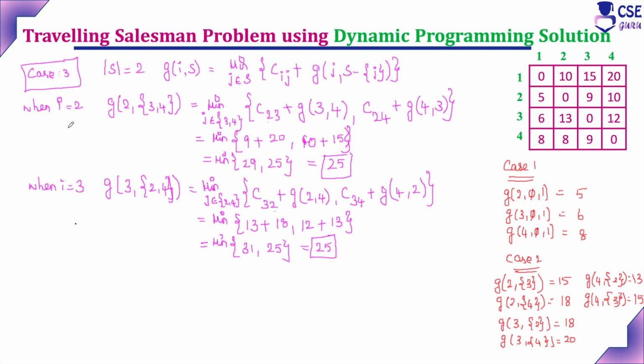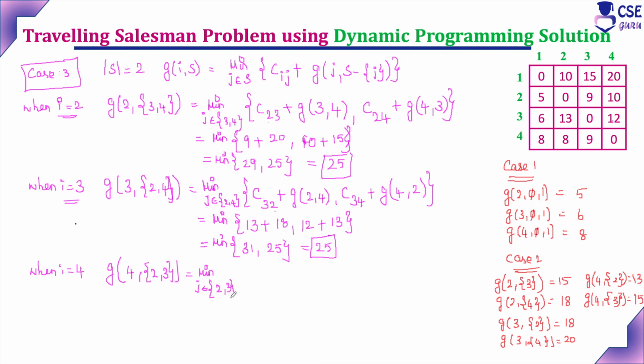Next, you have considered I is equal to 2. Next, I is equal to 3. Consider I is equal to 4. That is G of 4, comma. After visiting 4, what are the remaining cities to be visited? 2 and 3. Minimum of J belongs to 2, comma 3.